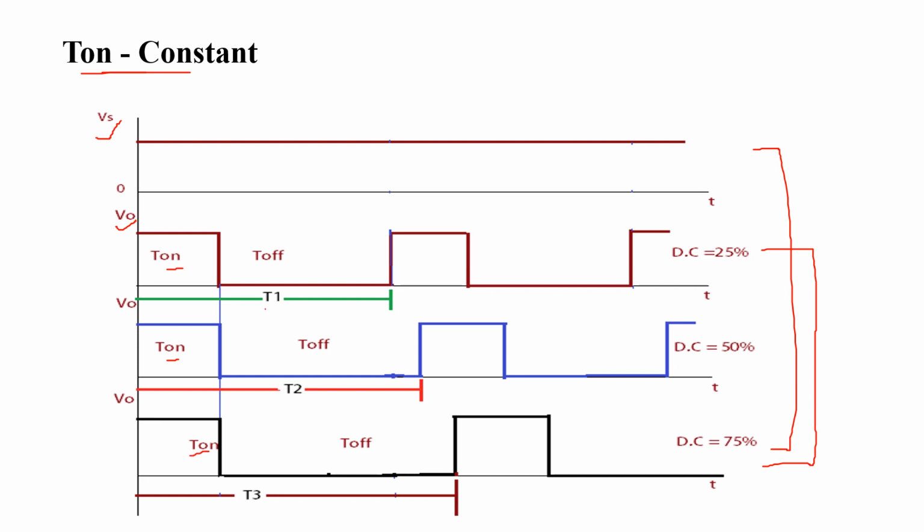Here T1 is the time period of the chopper when duty cycle is 25%. T2 is the time period of the chopper when duty cycle is 50%. Similarly, T3 is the time period of the chopper when duty cycle is 75%. Here T1, T2 and T3 are not equal. Means here we are going to vary the total time period by making the on time of the chopper as constant.